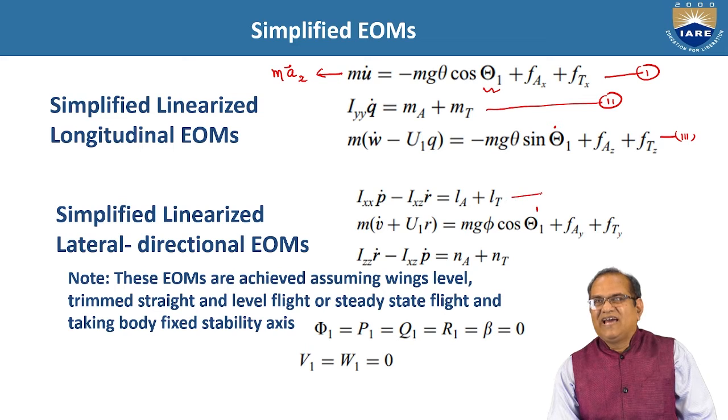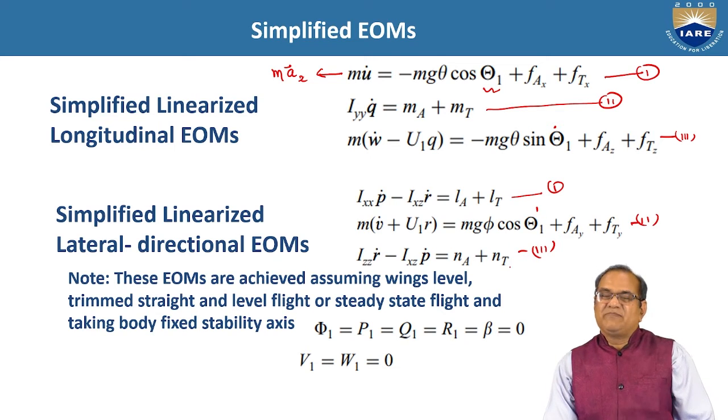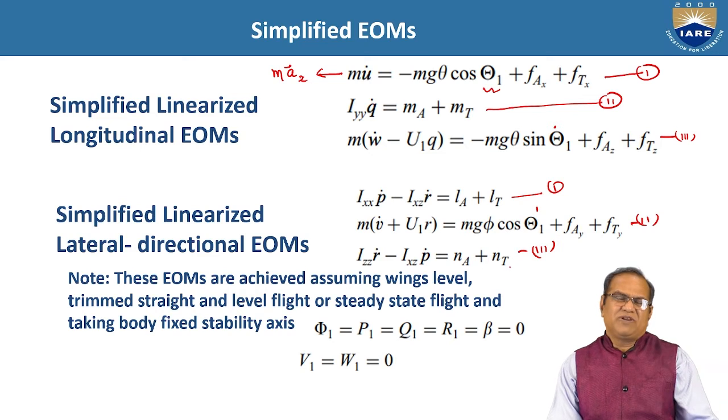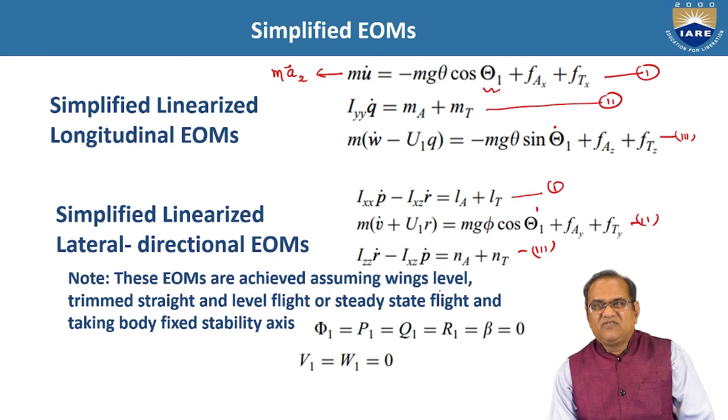And here also for the lateral and directional, this is the first, this is the second, and this is the third. So these are the simplified equations of motion, and in our previous classes we have discussed and derived these equations very clearly, but only for revision purposes I have shown all these things here. A very important thing: these equations of motion are derived assuming wings level. So if the wings are level, then there will not be any phi.